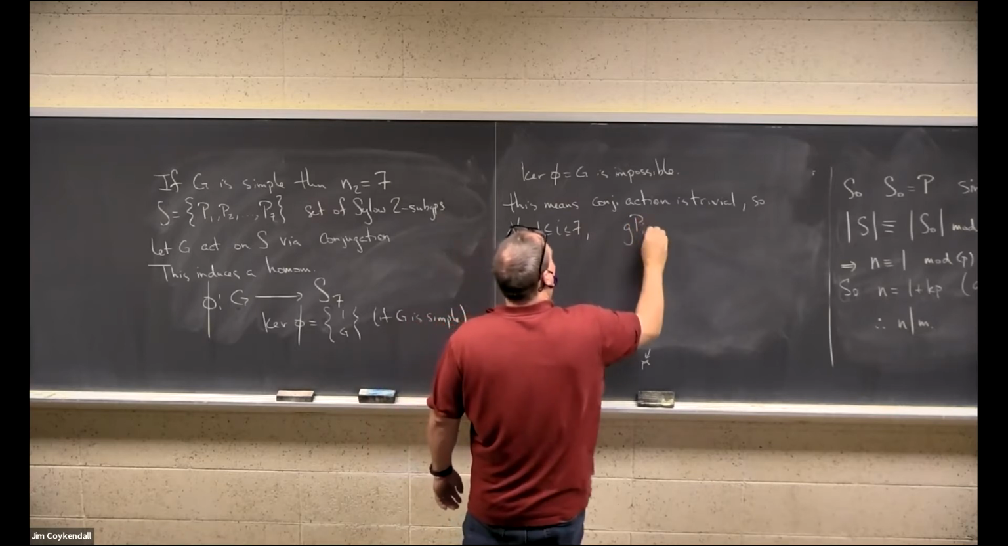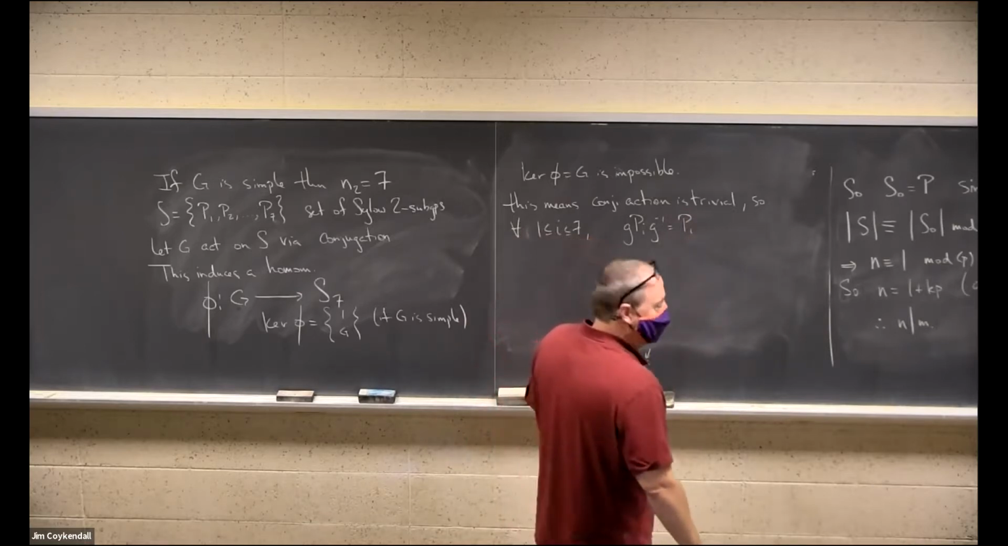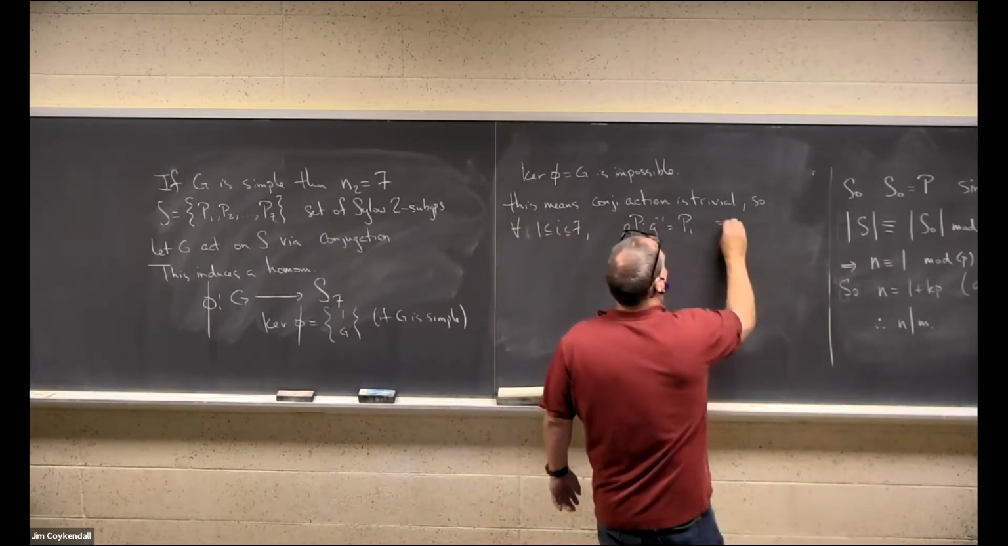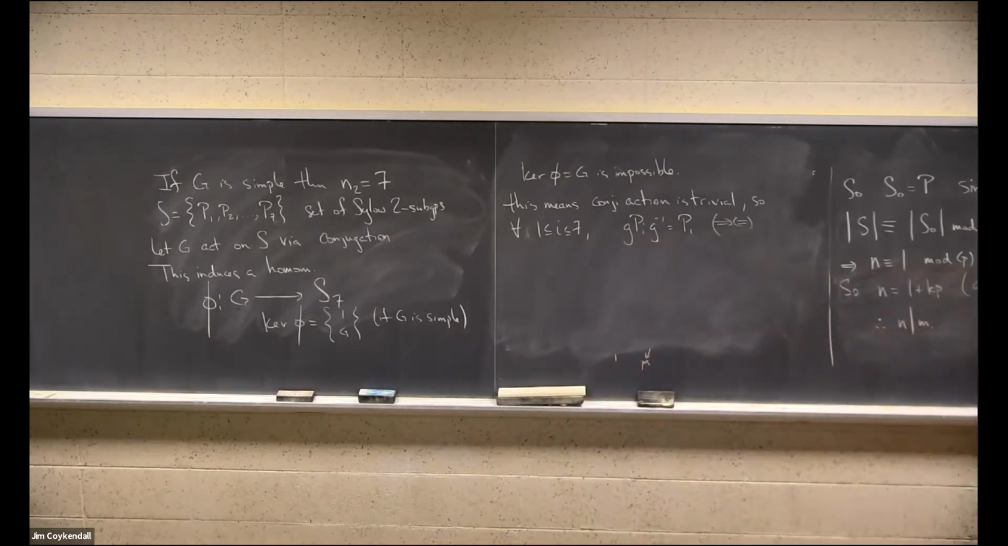g P_i g inverse equals P_i for all g, and this is a contradiction. I like your remark about the normality. That would of course mean that every Sylow subgroup is normal, but this is only possible if there's only one of them. And very similar to that, remember, all the Sylow subgroups are conjugate. We just proved that. And this statement says that I can't ever conjugate P_i to anything other than P_i. Everybody cool with that?